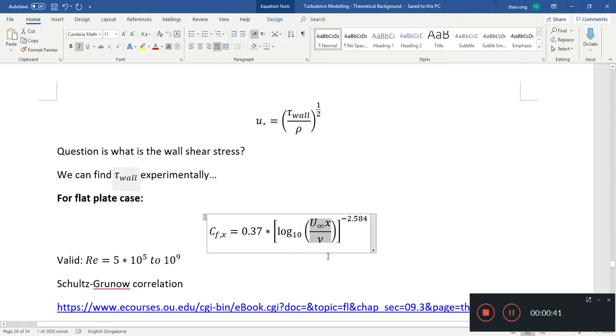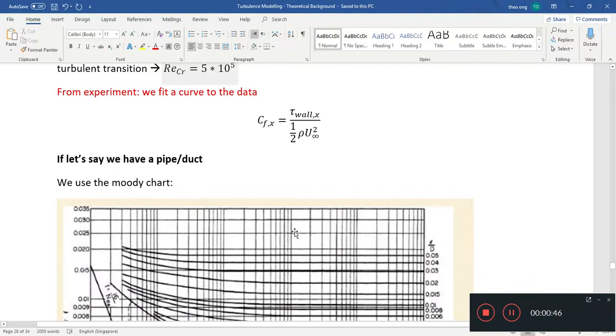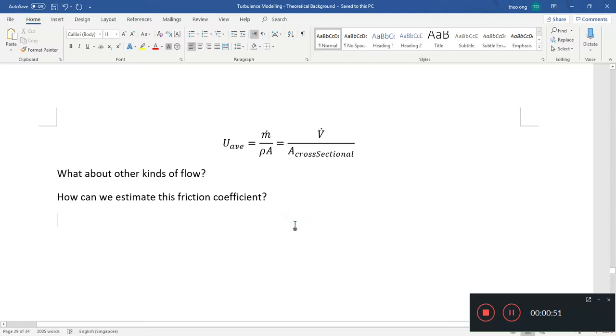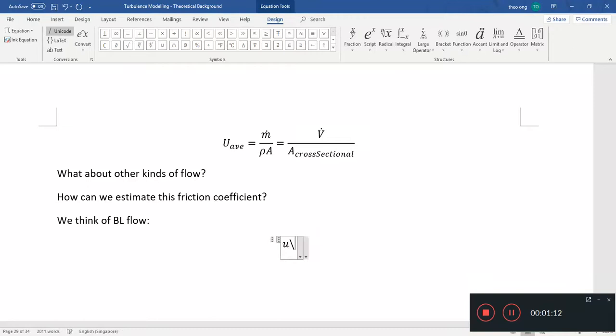What I'm highlighting is the Reynolds number, and that's applicable for flat plate flows. So how else are we supposed to estimate other kinds of friction coefficient? If we were to look at some theoretical derivation, this is how we do it. First we think about the simplest case, boundary layer flow. This is a 2D boundary layer flow, so this is what it looks like. Hopefully you have dealt with this before.